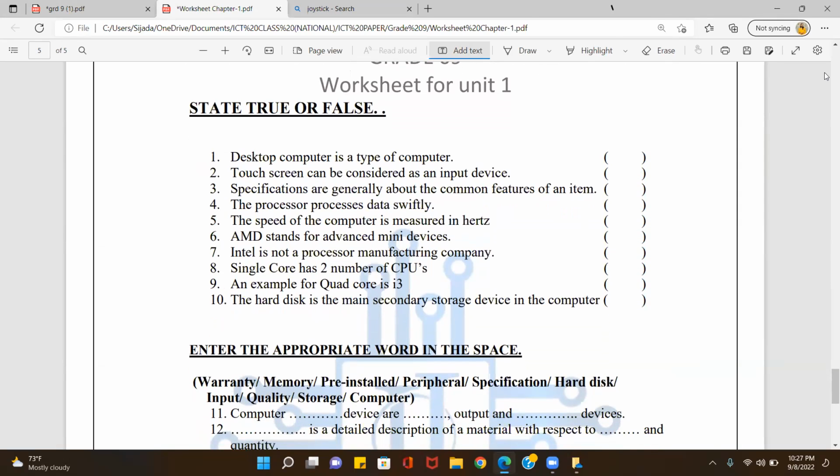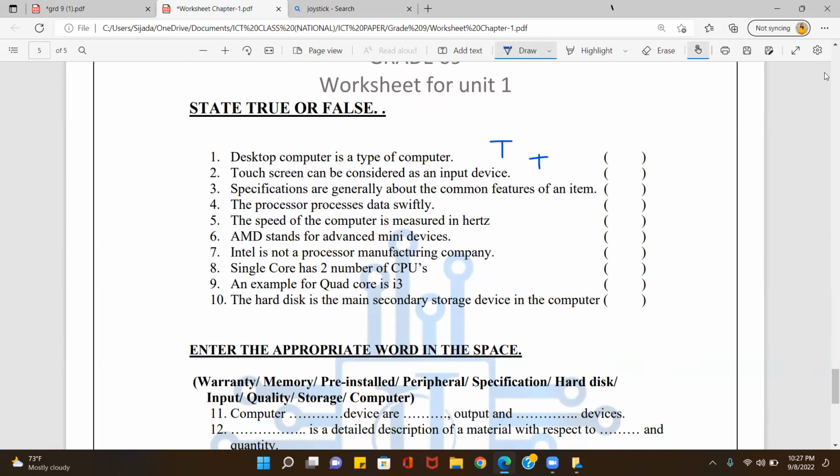Desktop computer is a type of computer. Is desktop a type of computer? Yes, it is. It is a non-portable computer. So the first one is true. Touch screen can be considered as an input device. Yes, it can be considered as input as well as output.